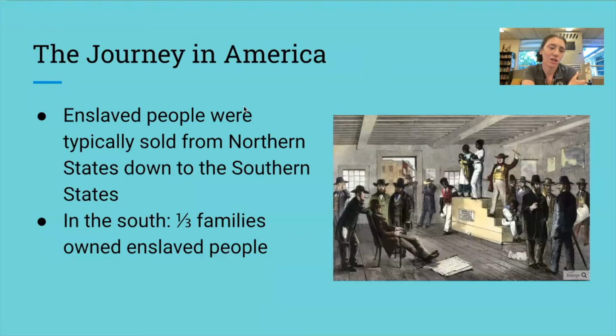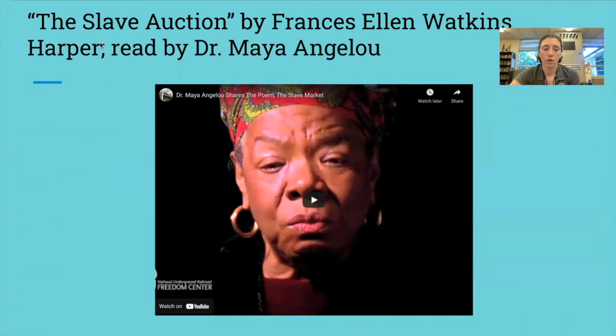So once they get into the United States, we have enslaved people being sold from the northern states down to the southern states, because that's a huge part of their economy, or the way people make money in the South is through slave labor on plantations and farms. In the South, we have a third of families owning enslaved people. So once again, this huge part of their economy. We have slave auctions, people being auctioned off.